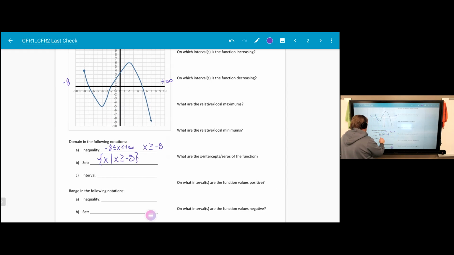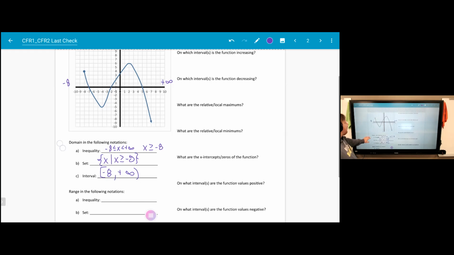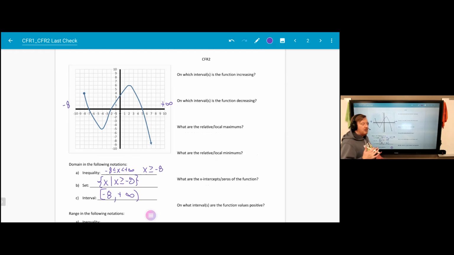And then interval notation, smallest value is -8, and it could equal, so we put the square bracket around that guy. And then the biggest was positive infinity. There we go. So we've taken care of our 3 different notations for domain.